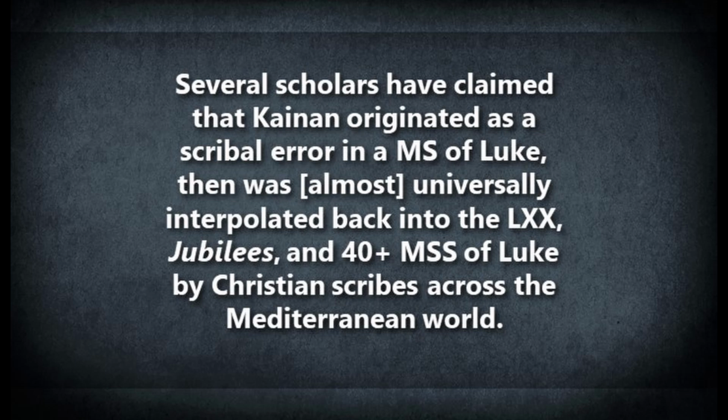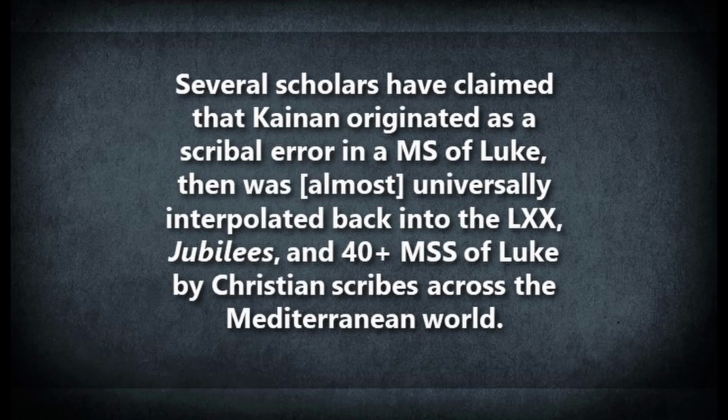And then the church, not in a conspiracy proper, but sort of organically, because there was no central authority structure to control all of this, would have interpolated his name back in the Septuagint, into Jubilees, and the 40 known manuscripts of Luke. This is a common argument that's made to explain Kanan's origin.